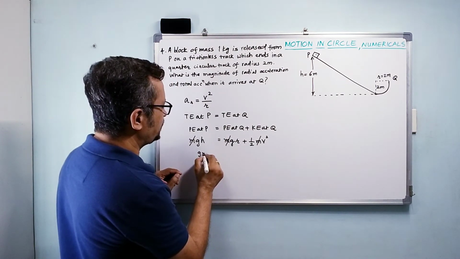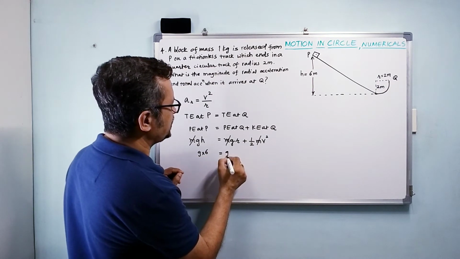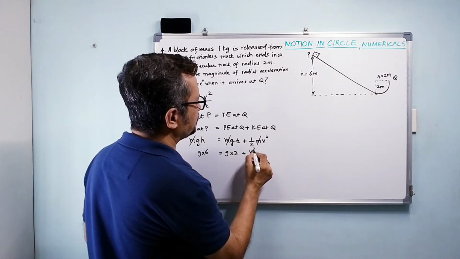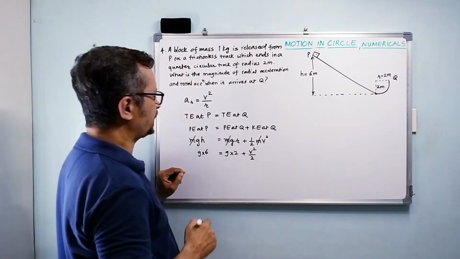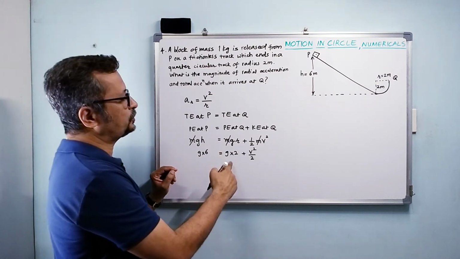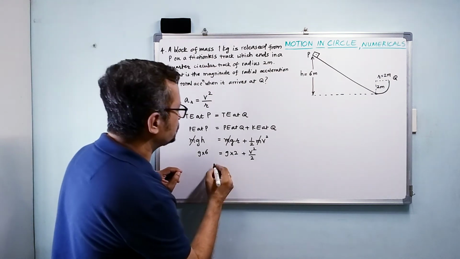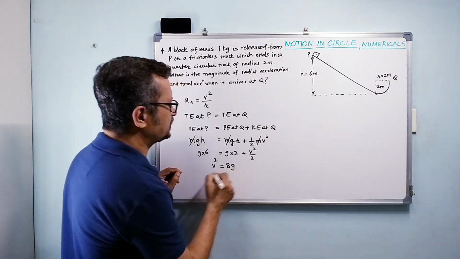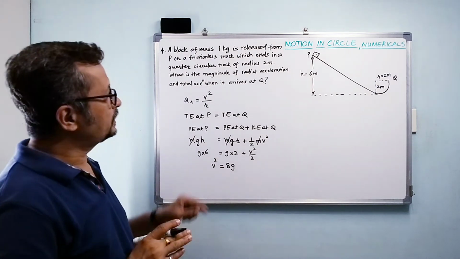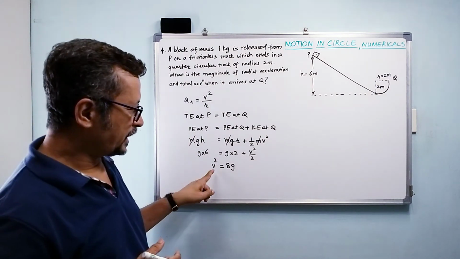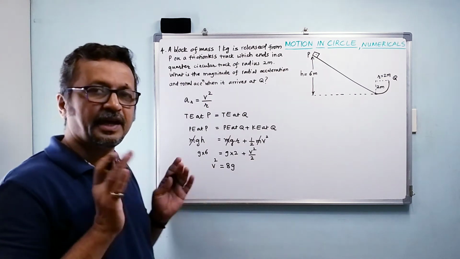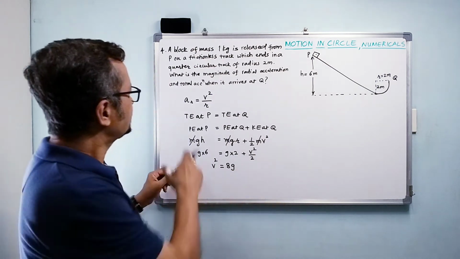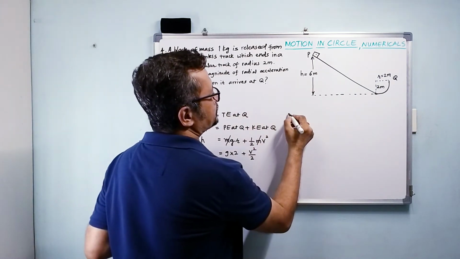So g into 6 is equal to g into 2 plus v square upon 2, correct? So 6g is equal to 2g plus v square upon 2. So my v square is going to be equal to 8 times g, correct? Now you'll be wondering why I have not calculated v here, v square. Have they asked you to calculate v or v square? No. So let's not waste energy in that. So let us go to this radial acceleration.